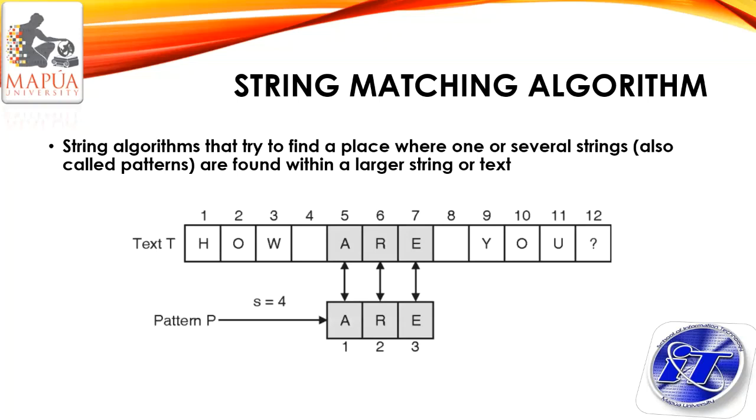But in case we have a pattern AR, only AR is equal to ARE, we're going to proceed to the next element, okay, until we get the ARE, in case AR is not found in this location, okay?